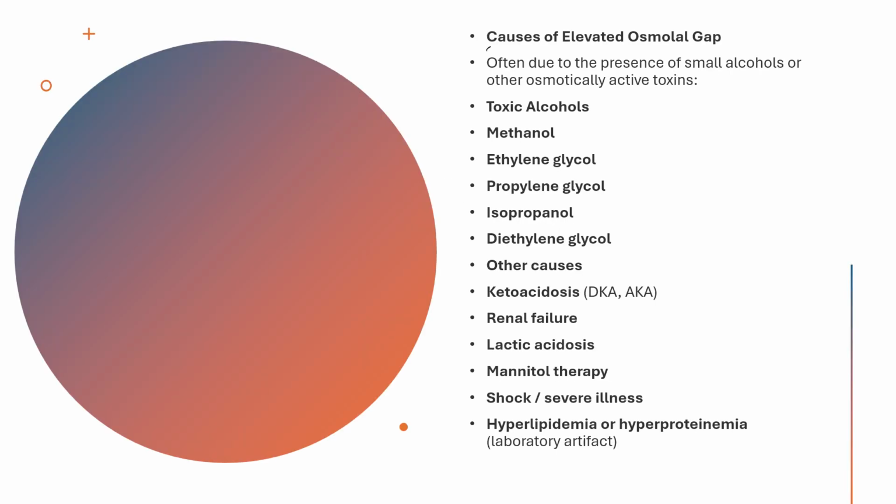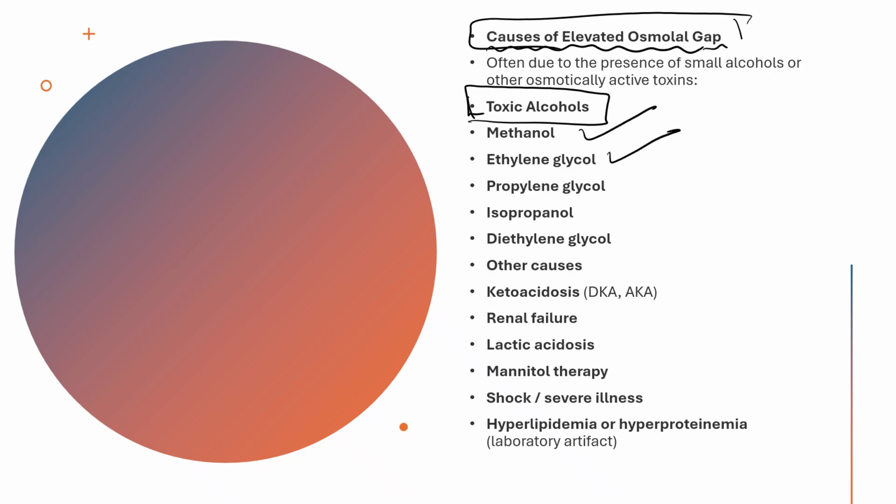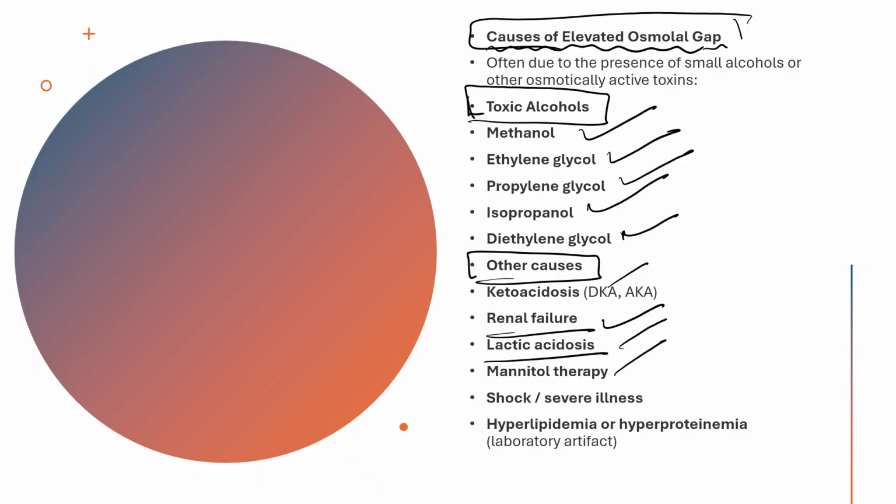Now, what are the causes of elevated osmolar gap in the body? It can be from toxic alcohols like methanol, ethylene glycol, propylene glycol, isopropanol, diethylene glycol, and then other causes are diabetic ketoacidosis, renal failure, lactic acidosis, mannitol therapy, shock, severe illness. Hyperlipidemia or hyperproteinemia can be a lab artifact.